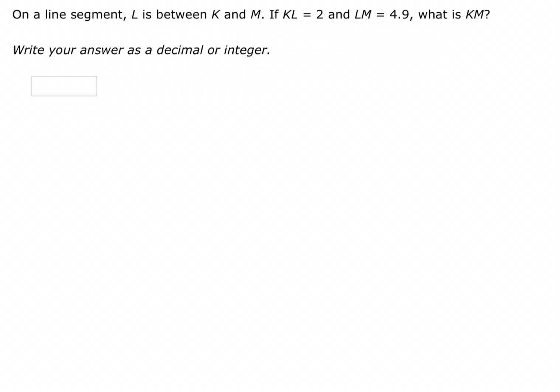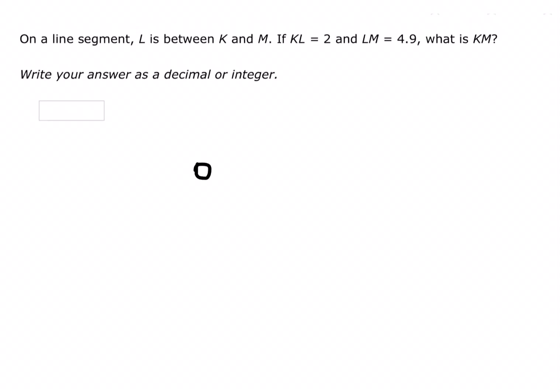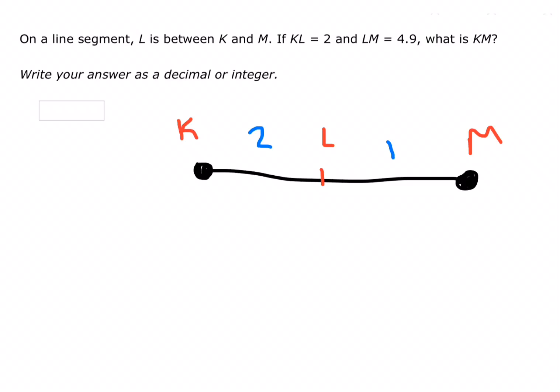Alright, now they're not going to give you a line segment, so we have to draw our own line segment. So I'm going to go ahead and draw it. Here's my line segment. Let's pretend I have a straight line. And they're saying L is between K and M. So L is right here, between K and M. Now if KL measures 2 and LM measures 4.9, let's fill in what we know. What is KM? What does the whole thing measure?